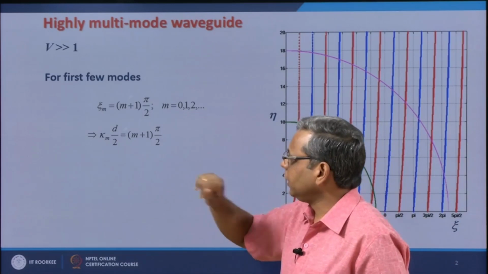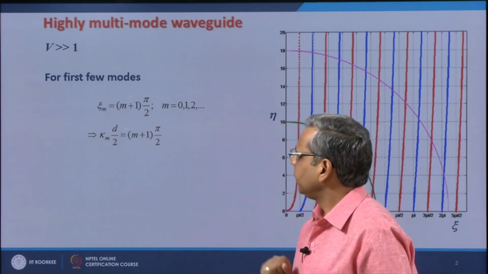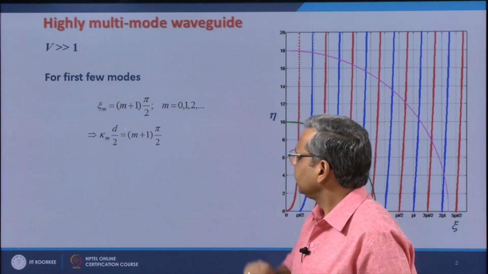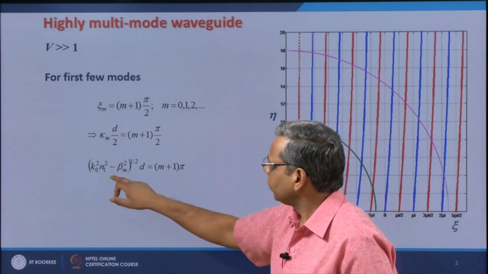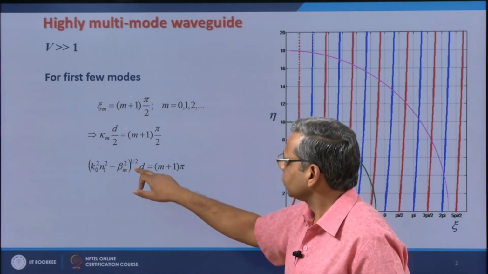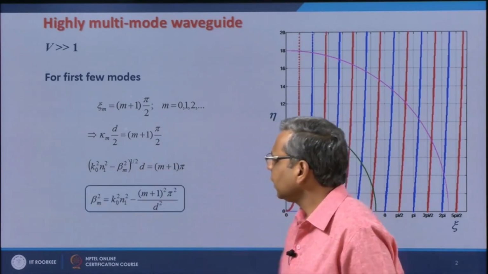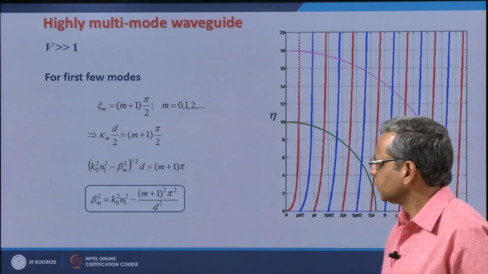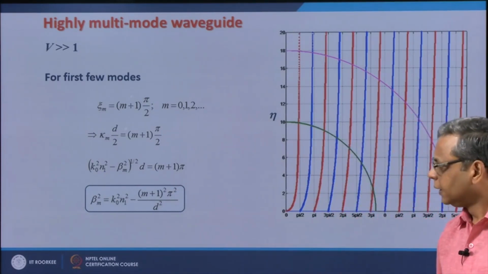So, in this case I can find out the beta in this way. I know xi m is equal to kappa m d by 2. So, it is equal to m plus 1 pi by 2, and kappa m square is k naught square n 1 square minus beta m square. So, this gives me beta m square is equal to k naught square n 1 square minus m plus 1 whole square pi square by d square.